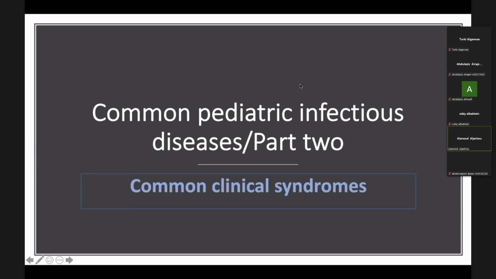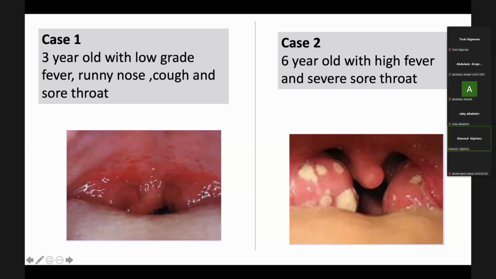I promise this lecture is lighter than the previous one, and it's way more fun. So for common pediatric infectious diseases, part 2, we have common clinical syndromes. Let's start with the first syndrome.